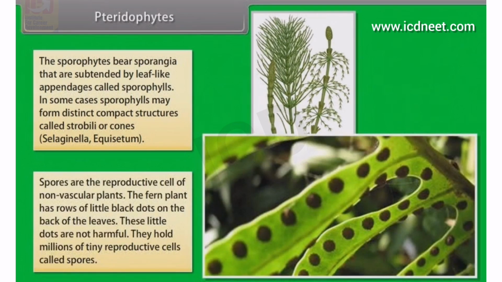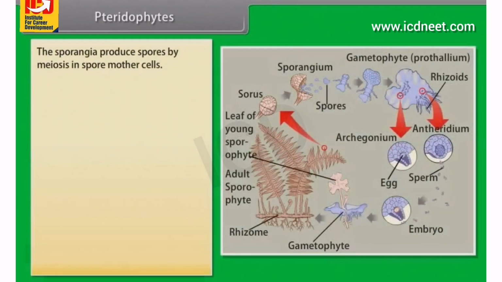Spores are the reproductive cells of non-flowering plants. The fern plant has rows of little black dots on the back of the leaves. These little dots are not harmful. They hold millions of tiny reproductive cells called spores. The sporangia produce spores by meiosis in spore mother cells.